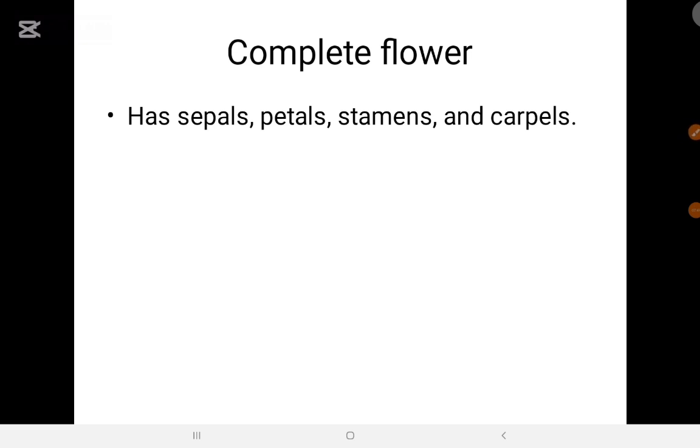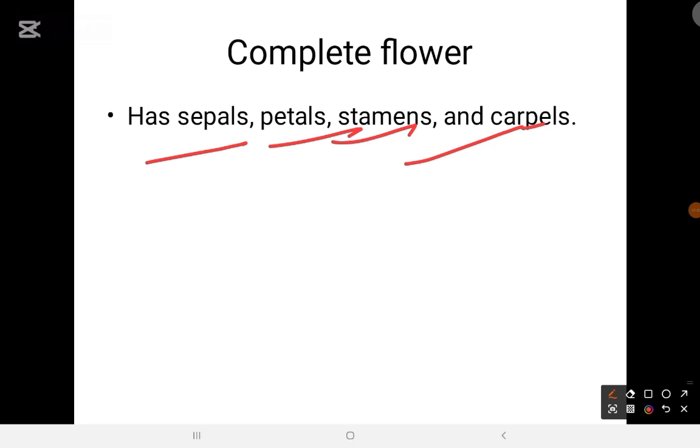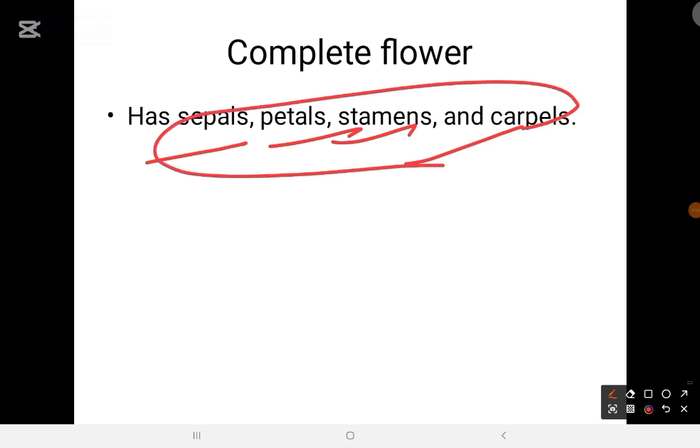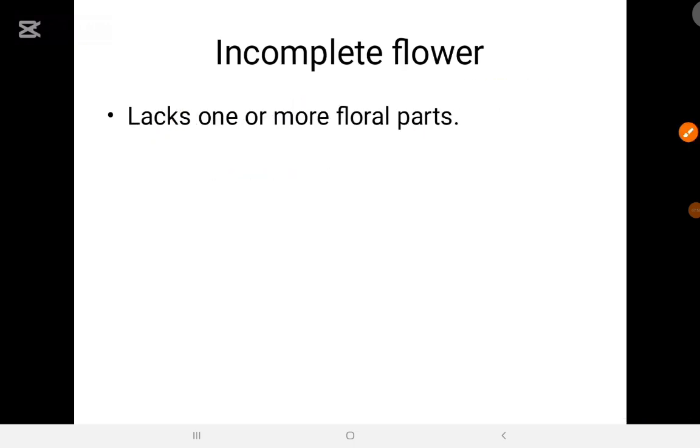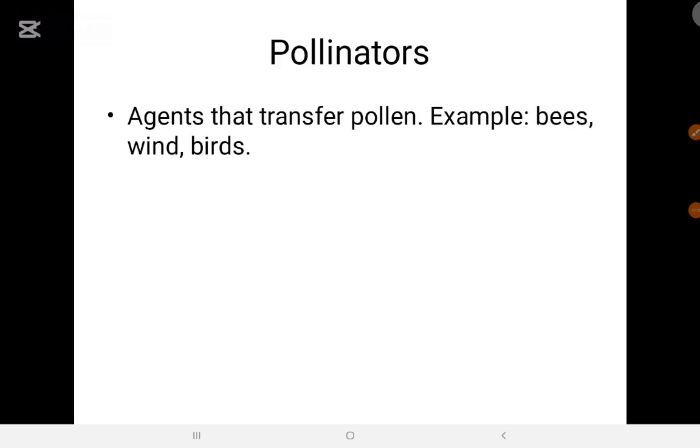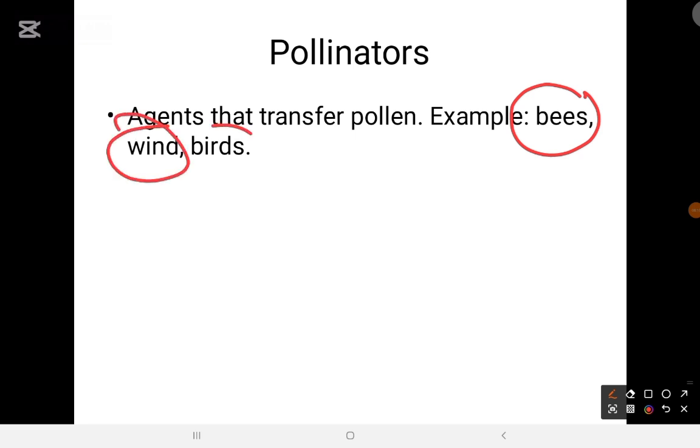Then we have the complete flower, which is one that has sepal, petal, stamen, and carpels. It has everything that you need, so we call it a complete flower. An incomplete flower is one that lacks one or more floral parts. A pollinator is basically an agent that helps in the transfer of pollen grain. It's either insects such as bee or butterfly, or wind itself, or birds or man itself. Since they help in one way or the other to transfer pollen from the anther to the stigma, we call them pollinators.